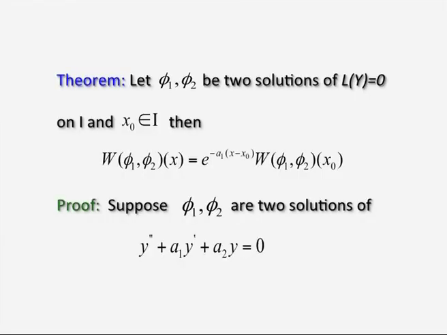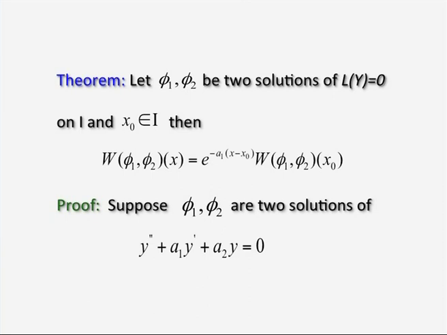This is known as the Wronskian formula. Let phi 1, phi 2 be two solutions of L of y is equal to 0 on I, and x naught belongs to I. Then the Wronskian of phi 1, phi 2 of x is equal to e power minus a1 into x minus x naught, into the Wronskian of phi 1, phi 2 at x naught. Now I will come to the proof of this result.